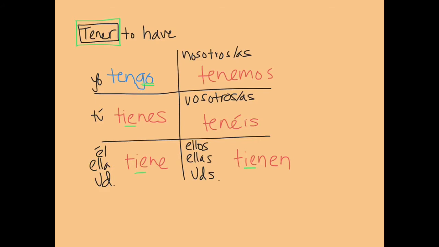Now, I've underlined the weird things to watch out for with tener. So tener is not only a go verb, but it's also partially a boot verb. So it's got this e to ie change here. It's a stem change verb as well. So just watch out. There could be other things with these verbs, but the yo form has a go, and that's what makes it a go verb.